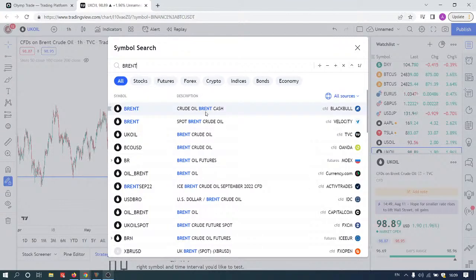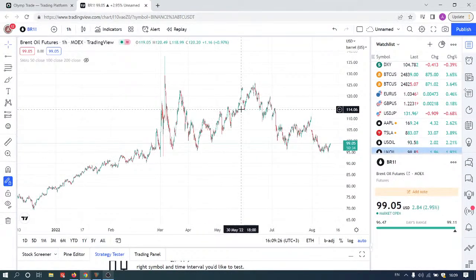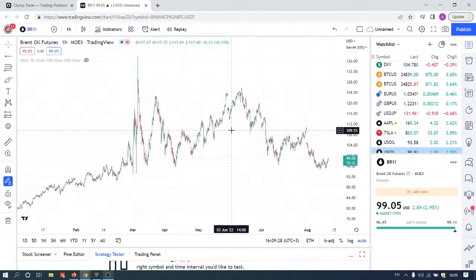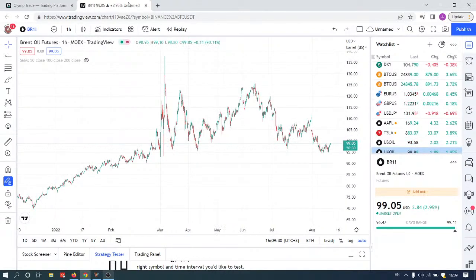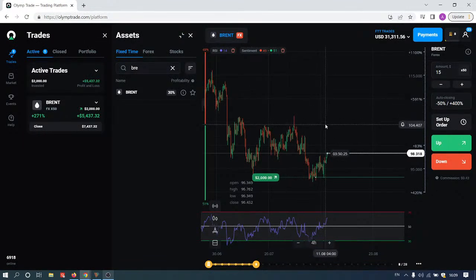Yeah, if you just go here, you have crude oil, Brent, spot. It basically comes in many different forms, but they all are in deep correlation. Of course, oil is in deep correlation with one another.